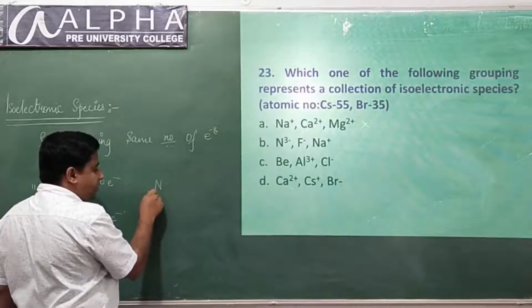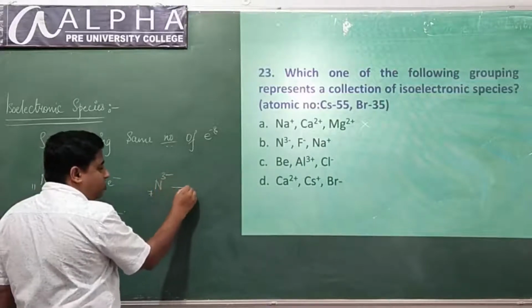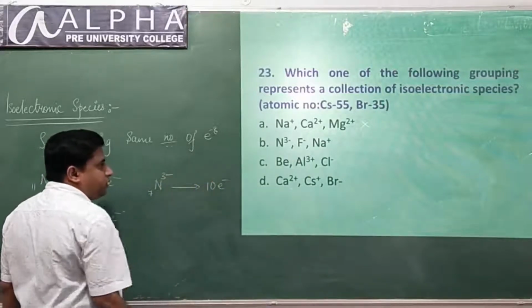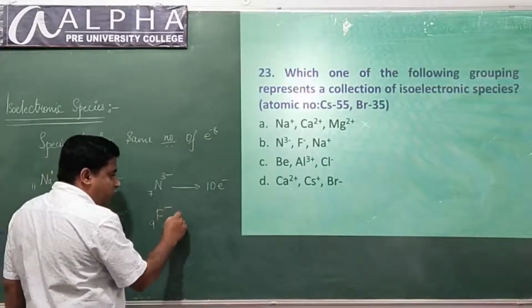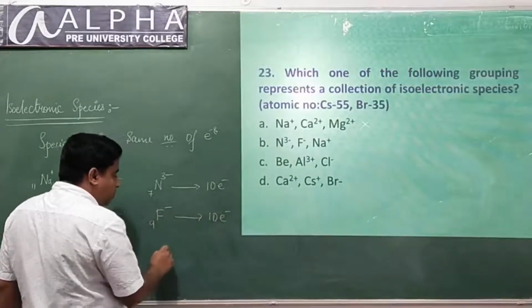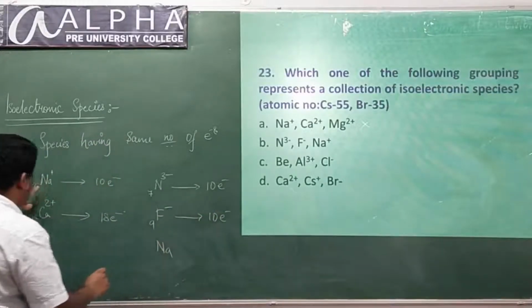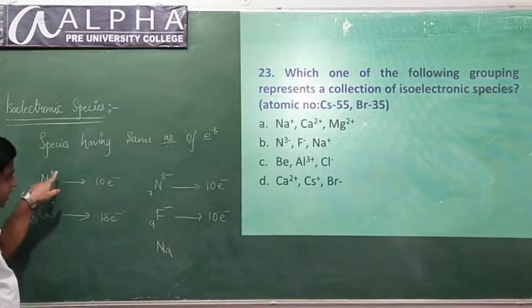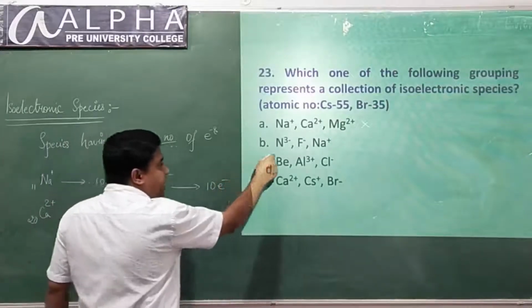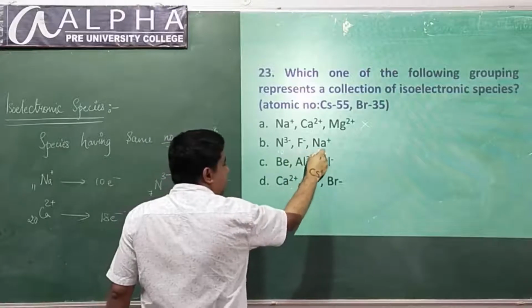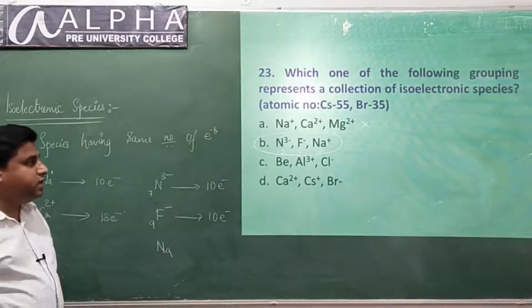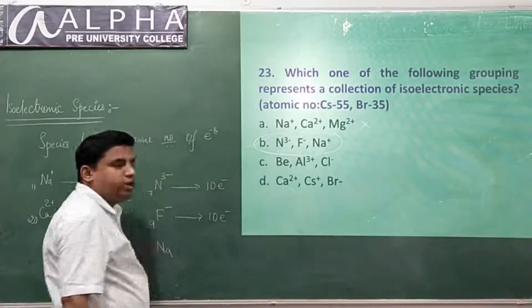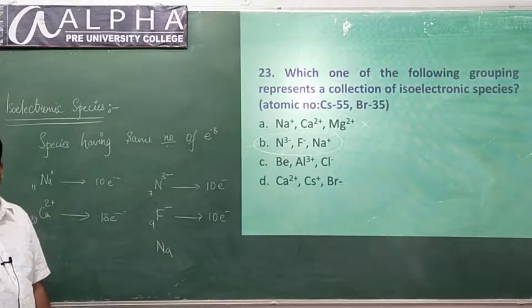Now, going on to the next option, nitride N3 minus. Nitrogen atomic number is 7. Upon gaining 3 electrons, the number of electrons is going to be 10. Fluorine, atomic number 9, upon gaining 1 electron, becomes 10. Sodium, atomic number 11, on losing 1 electron becomes 10. So nitride, fluoride and sodium all have 10 electrons, the same number of electrons. Hence they are isoelectronic in nature. So the correct option is option B.